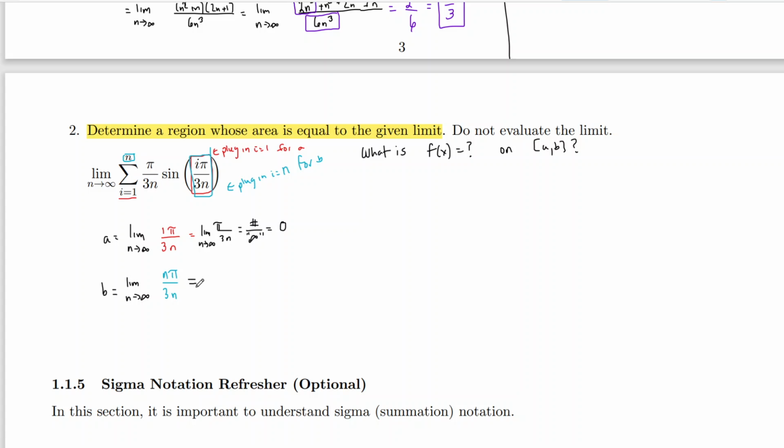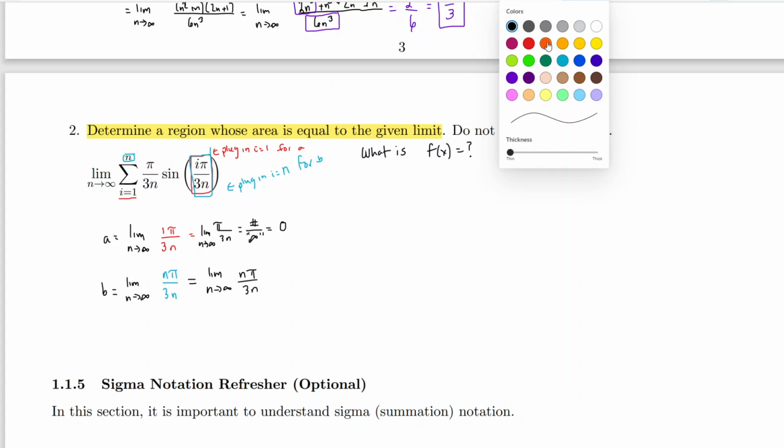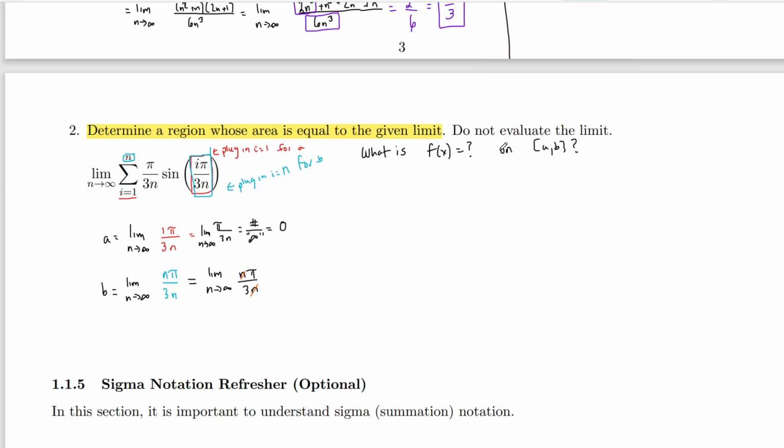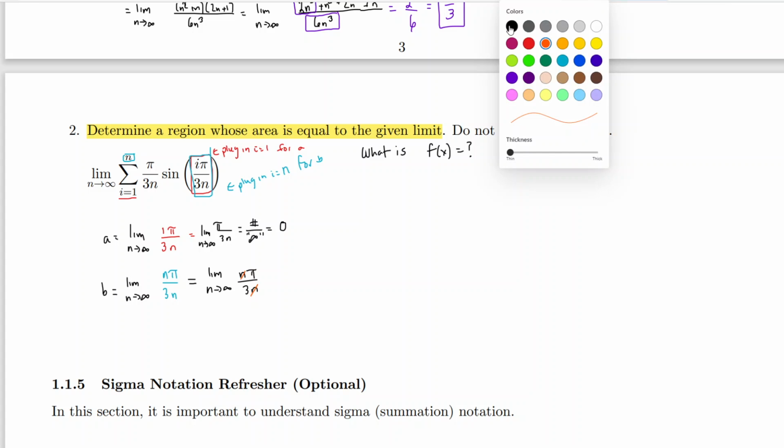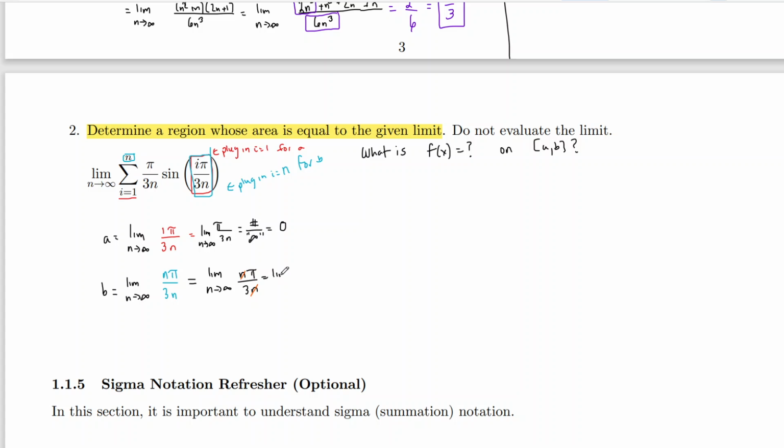Now this one we can do the same way. We can match the powers, but this is even a little easier. I'm going to go ahead and rewrite it. n times pi over 3n. Because we don't have any pluses or minuses on the bottom, you can just cancel the n's out just like that. And what are we left with? We're just left with the limit as n goes to infinity of pi over 3. Well, we know the limit of just a number is always the number. So b is pi over 3.